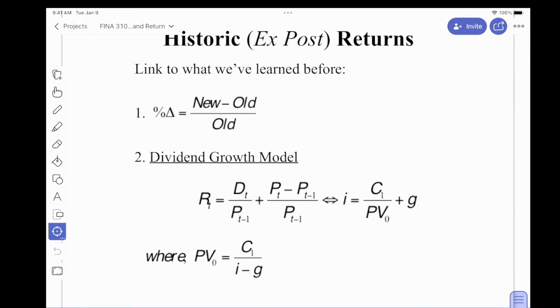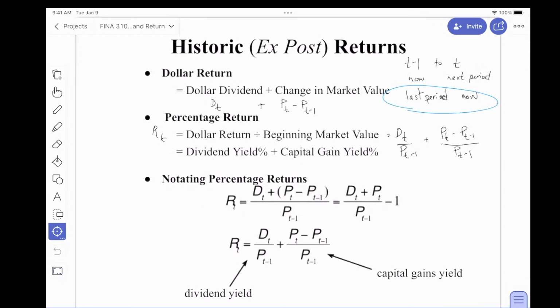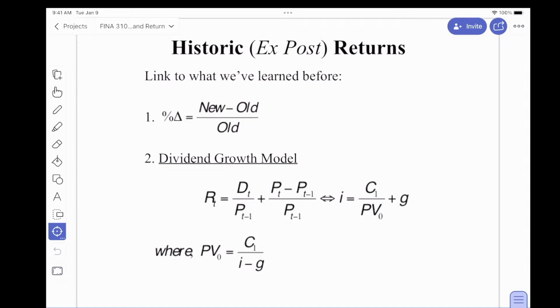All right, so let's look at this a little bit more. I'm referring to these returns, historic returns, as ex post. Ex post is literally after the fact. Okay, after the fact. So this is data that was collected. We're at some future point relative to this data. And so we're looking at a list of returns.